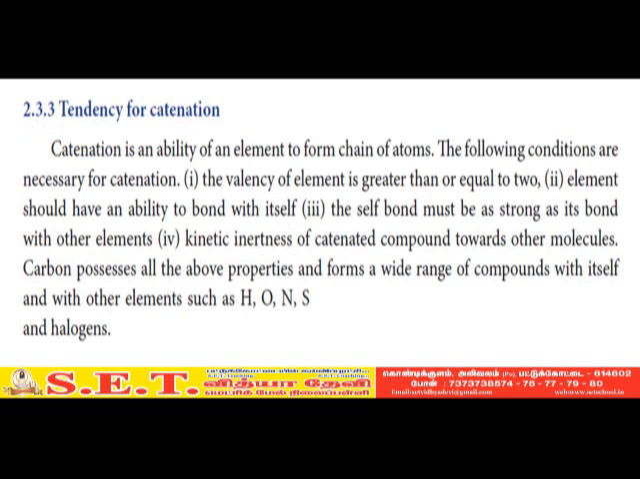And next one we are going to know about the tendency for catenation. The tendency for the catenation of carbon. So listen, catenation is the ability of an element to form a chain of atoms. I am telling for your understanding, carbon has the ability to form a chain of atoms with other elements. It follows some conditions.